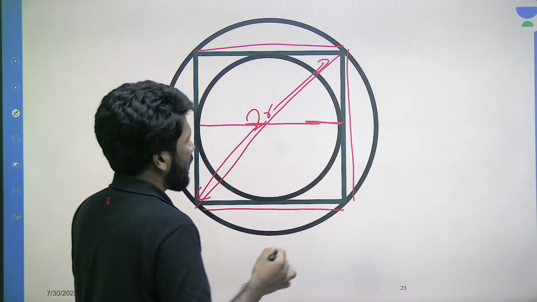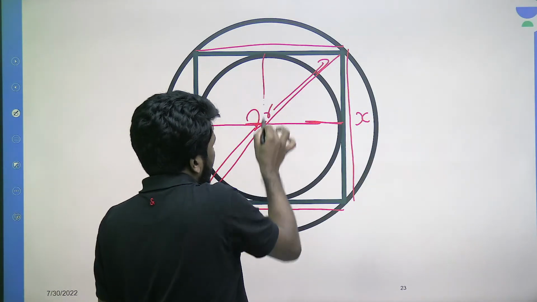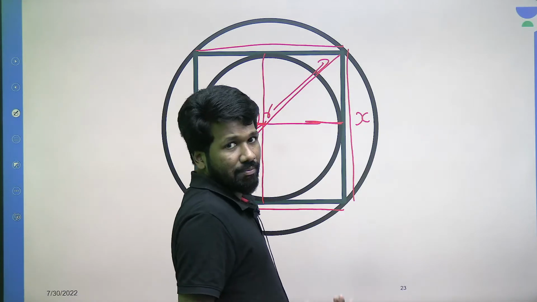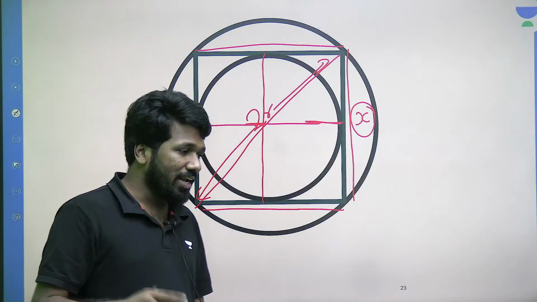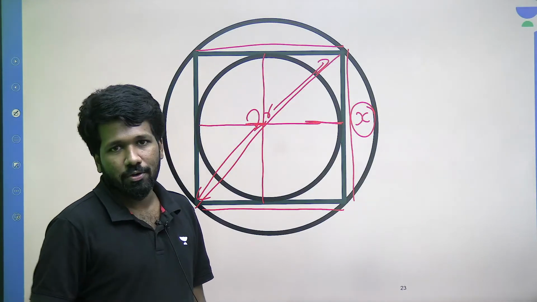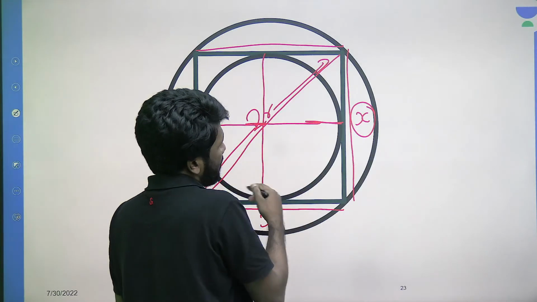You can find it, na. Once we find the side length of the square, the diameter of the inner circle is also the same. So find the required unknown x. The final answer will be x by 2, because we need the radius. This is x, so this is also x. Now you got the connection, na.